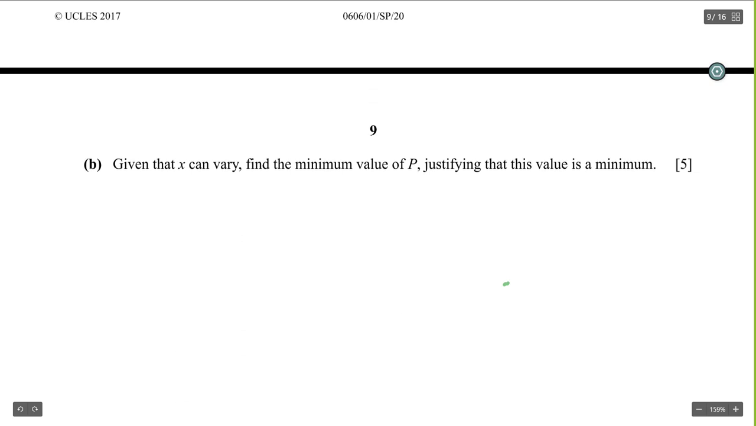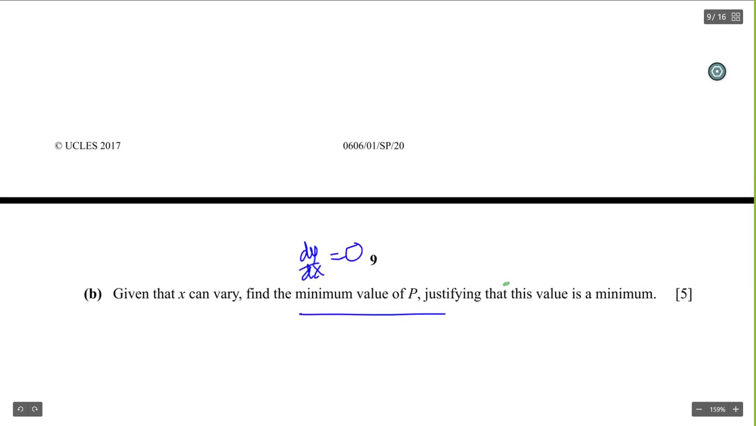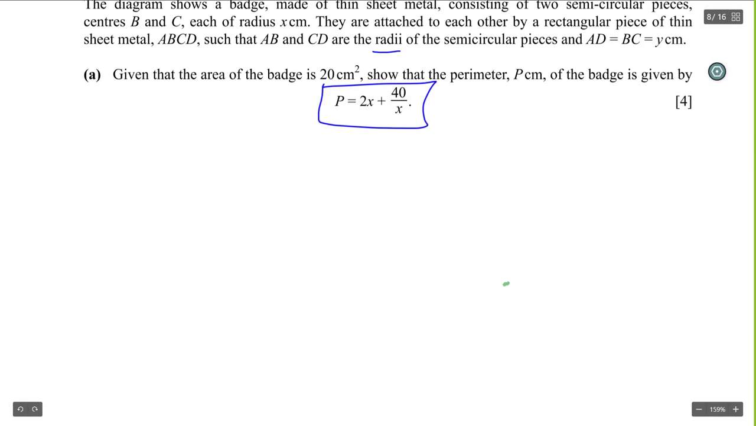Alright, B, when x is valid, find the minimum value of p. So for minimum, you know dy/dx equals 0. But obviously in this case it's not dy/dx because they want the minimum value of p, and you have the equation of p like this, right? So you just do dp/dx equals 0. You just differentiate this one. You get 2 minus 40 over x squared equals 0.